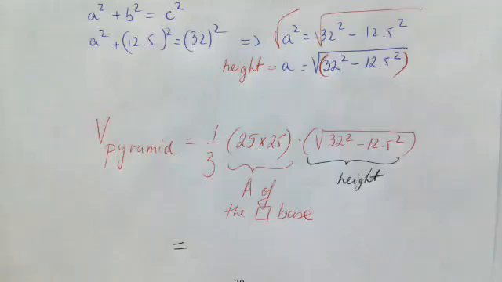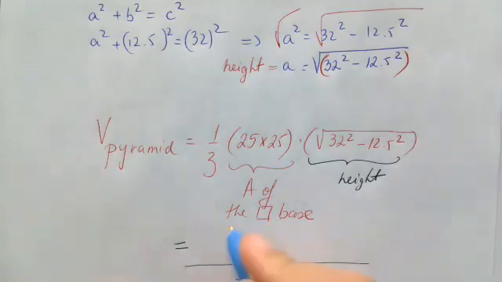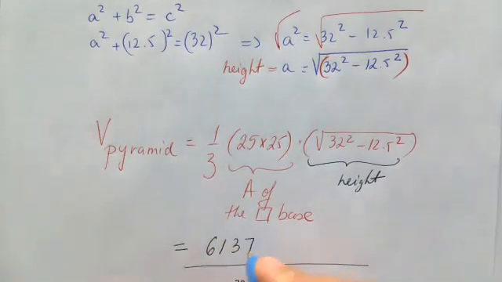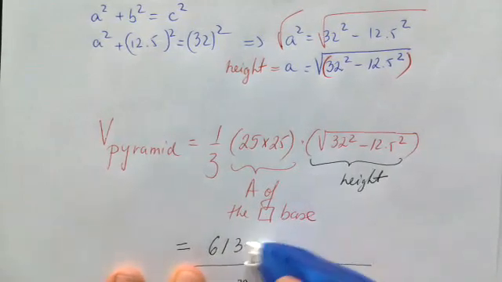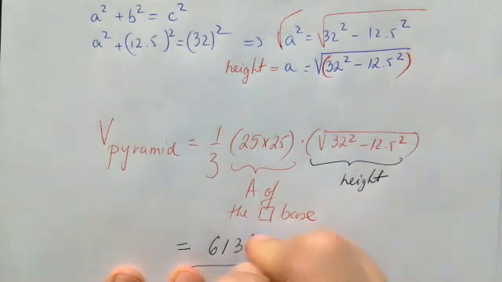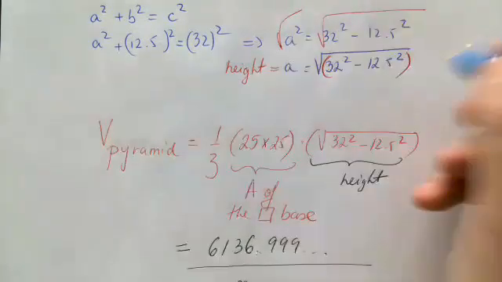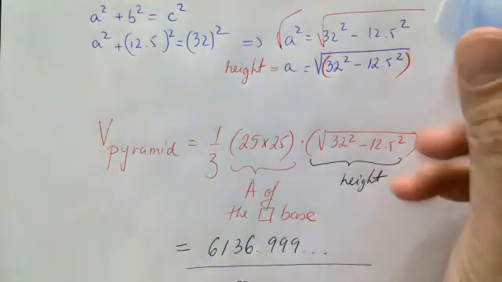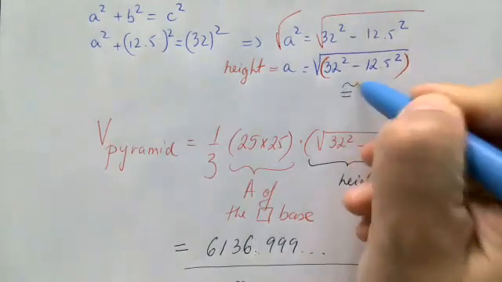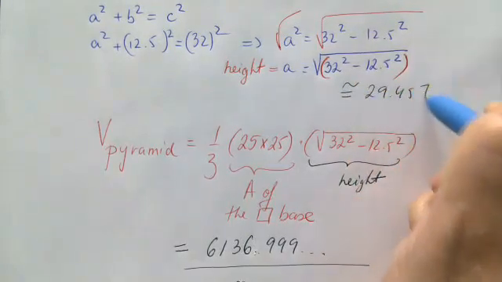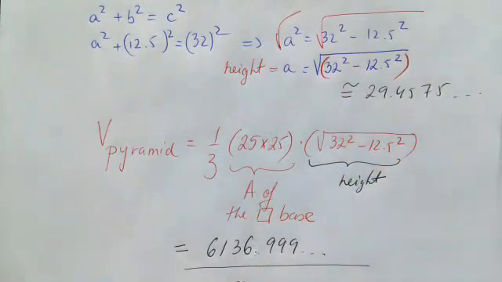Let's see what you're getting. I'll tell you what you should be getting, and then you can check to see if you got the same thing. The decimal might be a little bit different because I used the approximated value here, but this one is approximately 29.4575. You can use that as well. It's up to you, really.